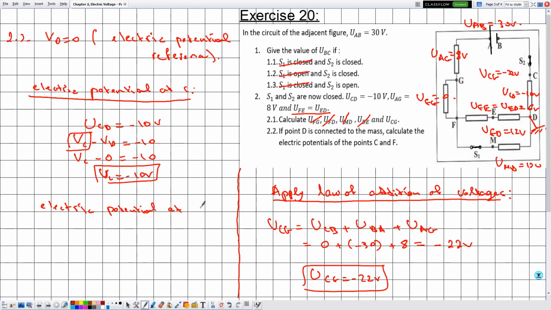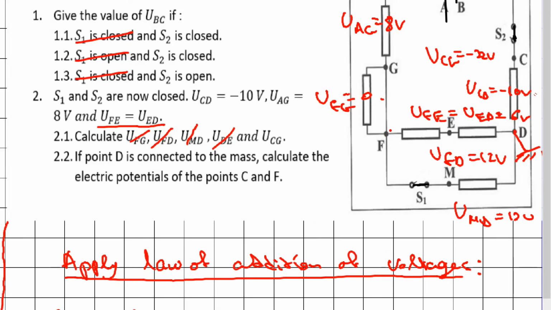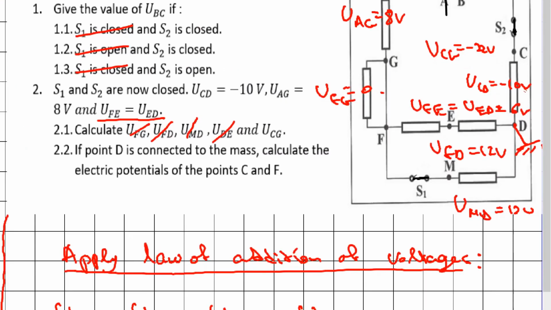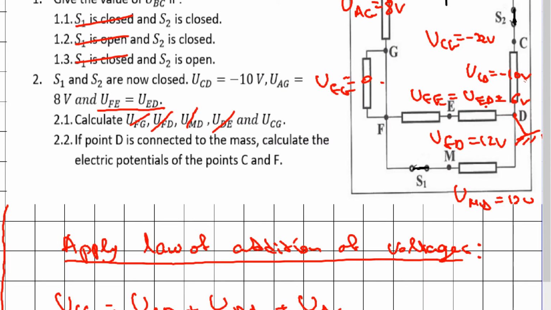And now as for the electric potential at which point? At F. In order to determine the electric potential at the point F, we need to know a voltage that relates this point to another point whose electric potential we know, and this is done by UFD. I didn't consider the point E because we don't know the electric potential at the point E. However, we can determine the electric potential at the point E, then determine that of F, but we are chasing the easiest or the shortest path.